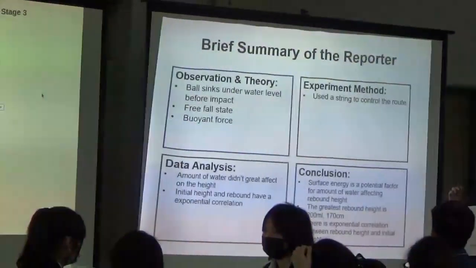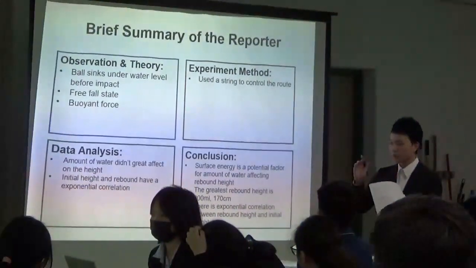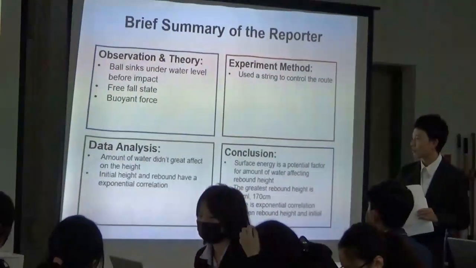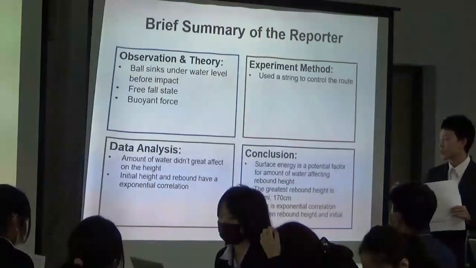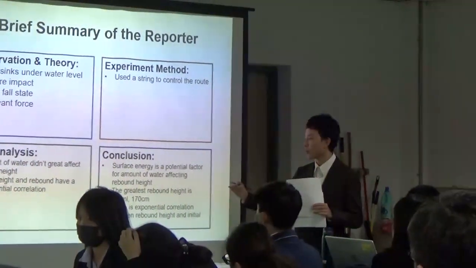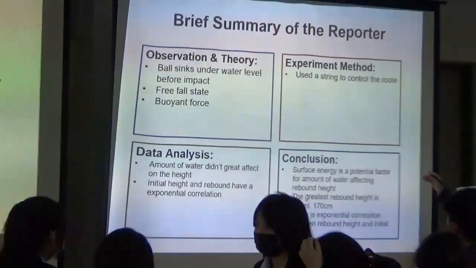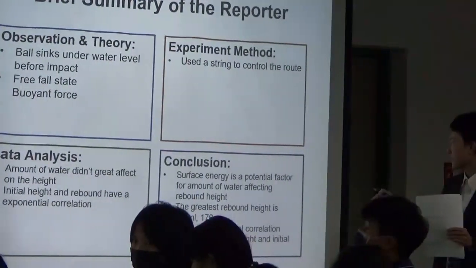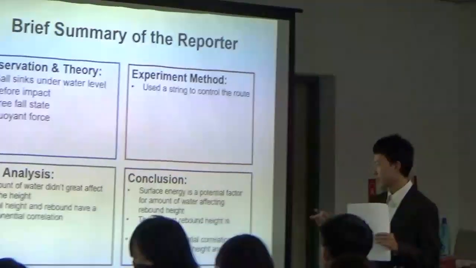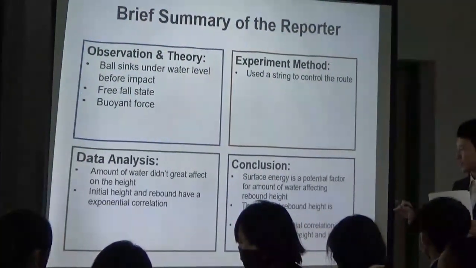And the experiment method, they use a string to control the route of where the container will land, which I think there's a little more I want to discuss with you on that. And for the data analysis, the amount of water didn't greatly affect the height, and the initial height and rebound have an exponential correlation. I will ask for the reason later. And the conclusion is the surface energy is a potential factor for the amount of water affecting the rebound height, and the greatest rebound height is at 200 milliliters and 170 centimeters.